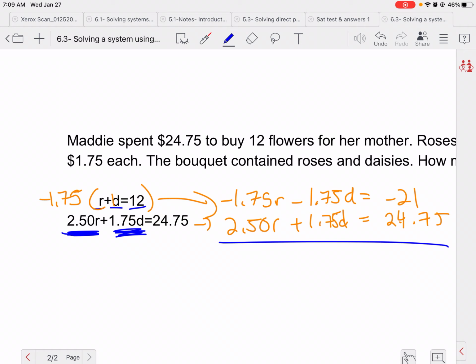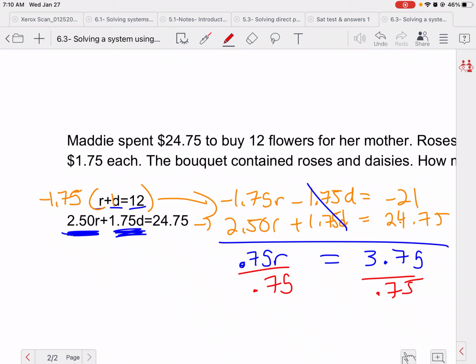2.50 minus 1.75 is going to be 0.75r. The d's cancel out, so I'm going to get 24.75 minus 21 is going to give me 3.75. We're going to go ahead and divide by the 75 cents. And 3.75 divided by 75 is 5. So there are 5 roses, which makes sense because we can't have a decimal amount of roses.